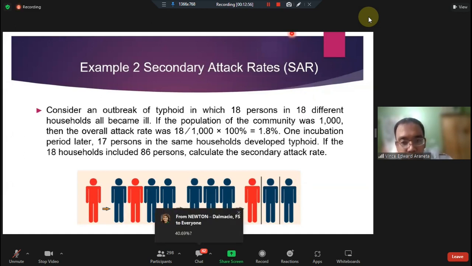Okay, just chat your answers. There's no penalty for a wrong answer. Just keep on putting your answers. I think what is important here is that one incubation period later, 17 developed typhoid. And if the 18 households included 86 persons, calculate the secondary attack rate.